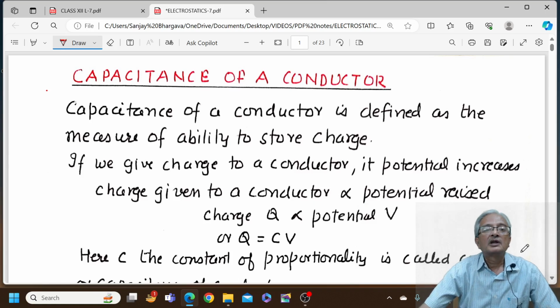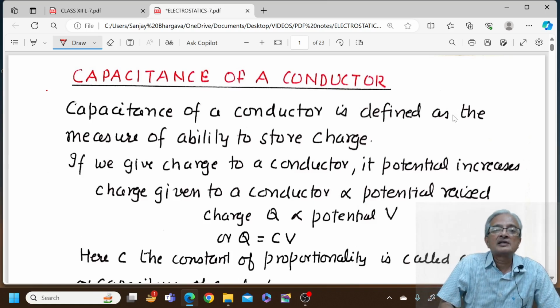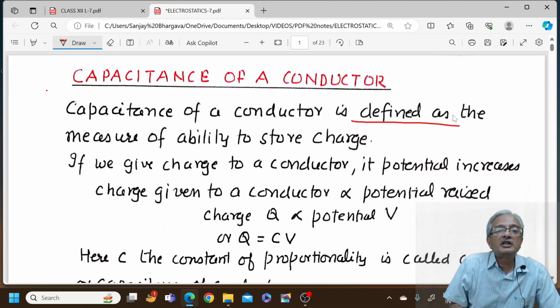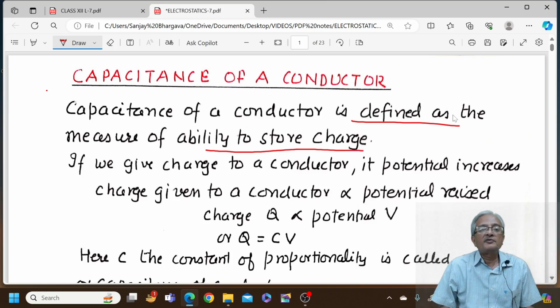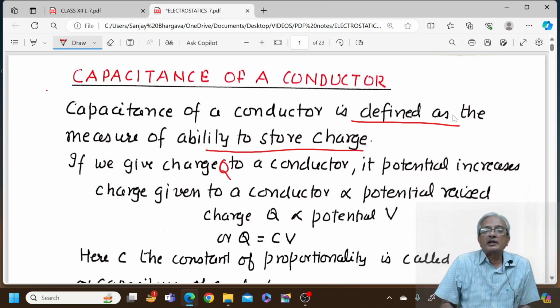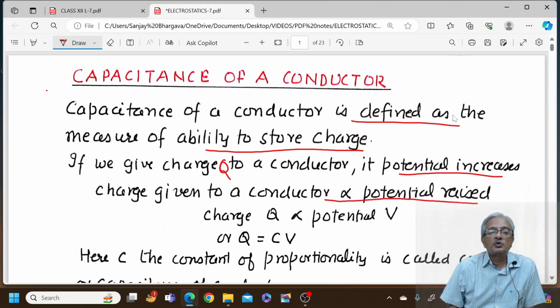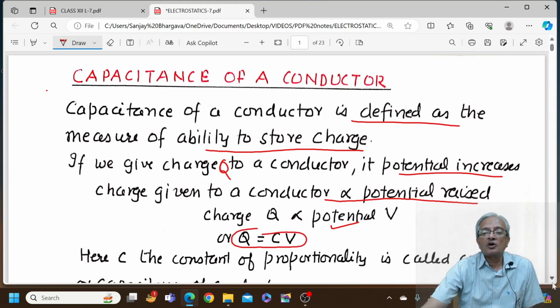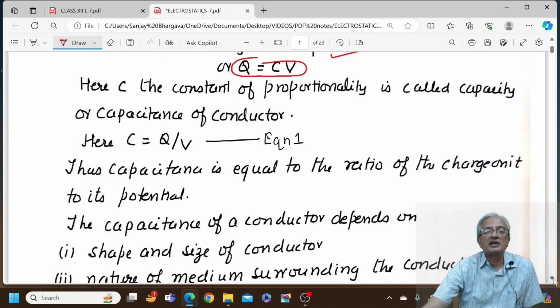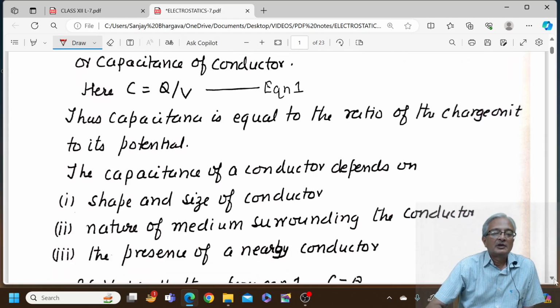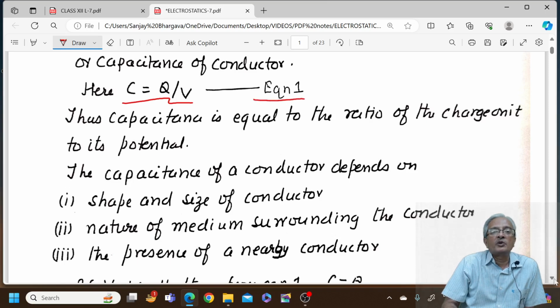Here, capacitance of a conductor is defined as the measure of ability to store charge. If we give charge Q to a conductor, then its potential increases. The charge given to a conductor is directly proportional to its potential raised. Charge Q proportional to potential V. To remove the proportionality sign, we introduce a constant C. C is known as the constant of proportionality and is called capacity or capacitance of a conductor. The capacitance C here is equal to the ratio Q upon V and is called equation number 1.